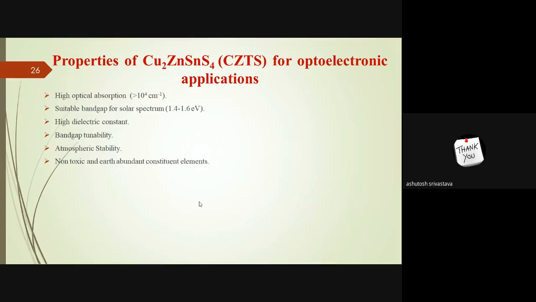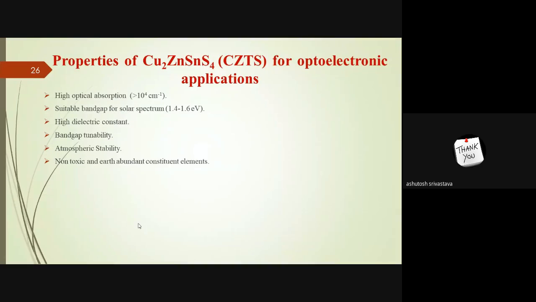Why are we using CZTS? What are the very good properties of CZTS? Its absorption coefficient is very high. If I need to harness the solar energy by using a solar cell based on a CZTS absorber layer, the absorbing capacity, which is rated as the absorption coefficient, has to be very high. Normally it is more than 10 raised to the power 4 per centimeter, which is very high.